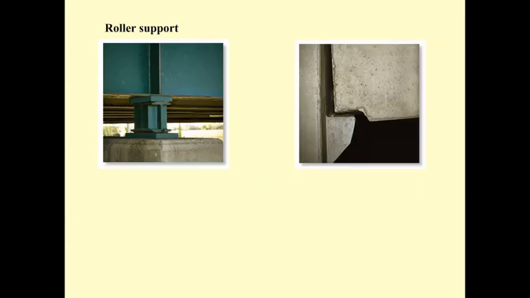Okay, this is the real roller support. This one is for the steel. That means it allows horizontal movement of the steel beam. Over here is a concrete beam. It allows the horizontal movement of the concrete beam. Only the reaction in the vertical. Only the reaction in the vertical. And then the model is going to be like this.